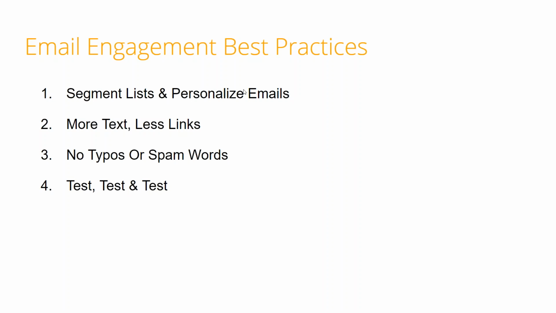All right. So it's number one, segment your lists, personalize your emails. Again, a lot of these are going to seem pretty straightforward, but there are some important ways to do this that the email service providers like that are going to be better than just a general, I know how to personalize my emails. There are some specific ways to do it, and we'll talk about some ways you can do things like this within BNTouch as well. You're going to want to have more text, fewer links in your emails. Make sure there are no typos or spam words. And then you're going to want to test, and test again.